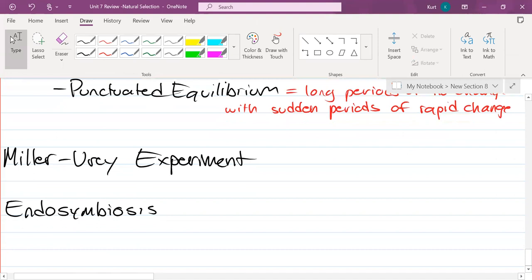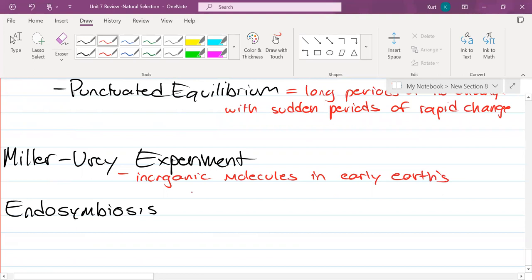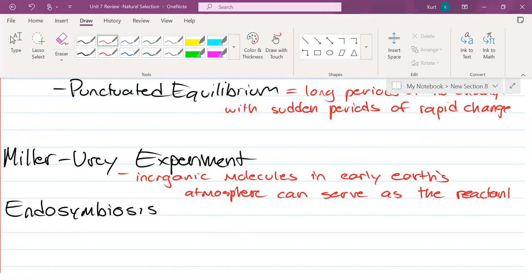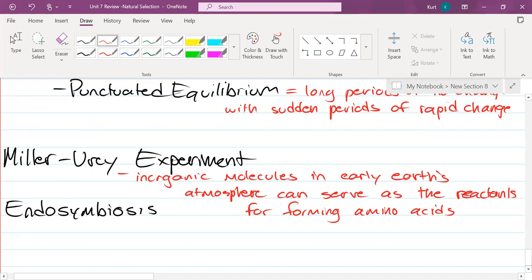All right, the Miller-Urey experiments. This experiment proved that inorganic molecules in early Earth's atmosphere can serve as the reactants for forming amino acids. Now, here's what I did in class.